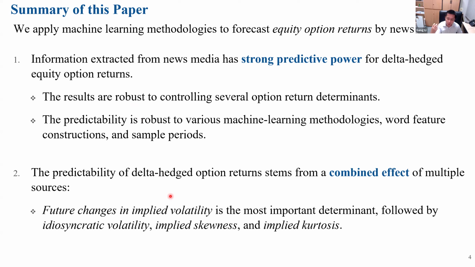Second, we examine where this option return predictability comes from. Empirically, we find the predictive power captured by our machine learning methods comes from what we call a combined effect of multiple sources of option return prediction. The main contribution of this predictive power comes from its relation with the future implied volatility change, followed by idiosyncratic volatility, implied skewness, and implied kurtosis. Overall, we argue that the option return predictability by our machine learning approach comes mainly from volatility-related information.